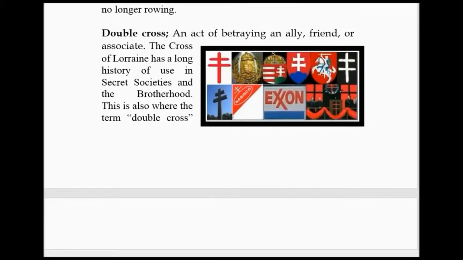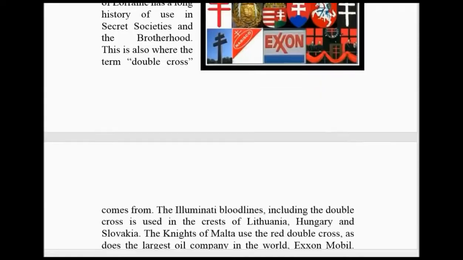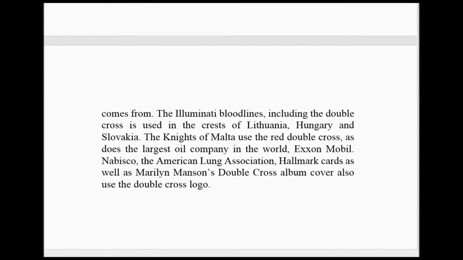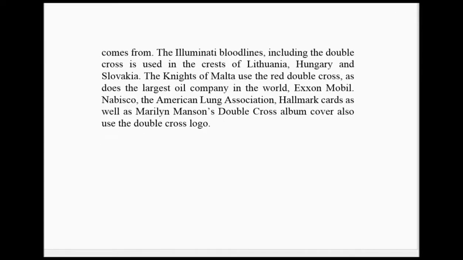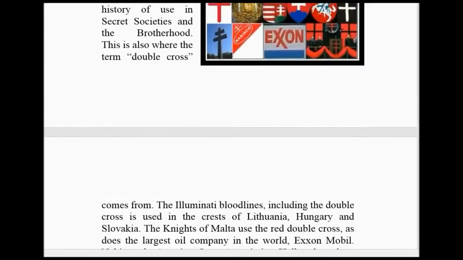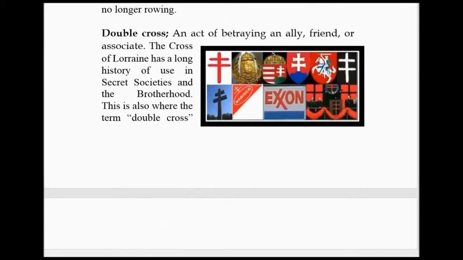All right, a double cross. We see them in the logos all the time. Look at Exxon. Look at that. It's a double cross. Nabisco, a double cross. They're double crossing us, folks. An act of betraying an ally, friend, or associate. The Cross of Lorraine has a long history of use in the secret societies. The Illuminati bloodlines, including the double crosses, use the crest of Lithuania, Hungary, and Slovakia. The Knights of Malta use the red cross, as does the largest oil company in the world, Exxon, Nabisco, etc., etc.